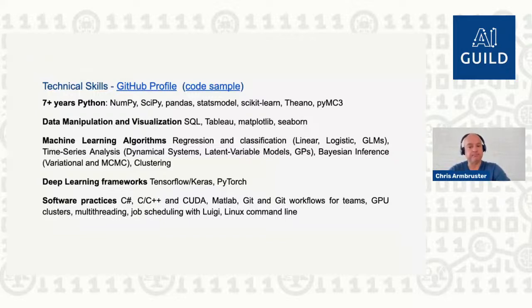Apologies. So here's another one. Works in the same kind of way. It's a technical profile. In this particular instance, the person thinks they have a really strong GitHub and a code sample that they would like people to look at. That's why it mentions that. And then it says data manipulation. And then it says machine learning algorithms and deep learning frameworks. And then more software practices.